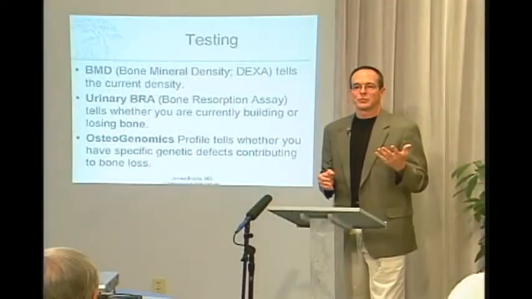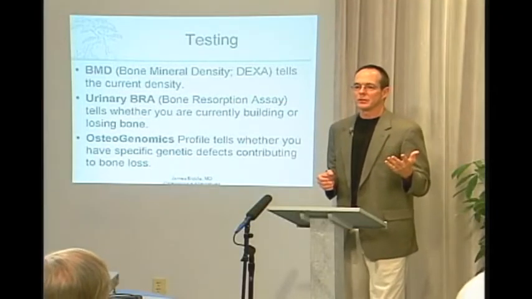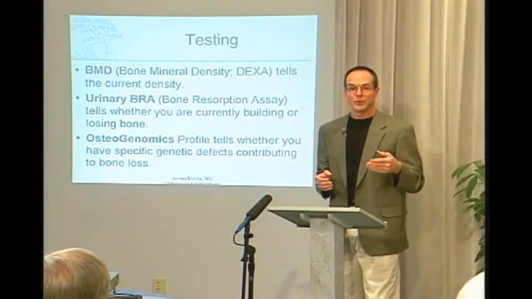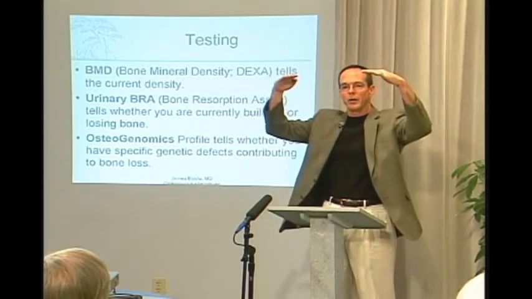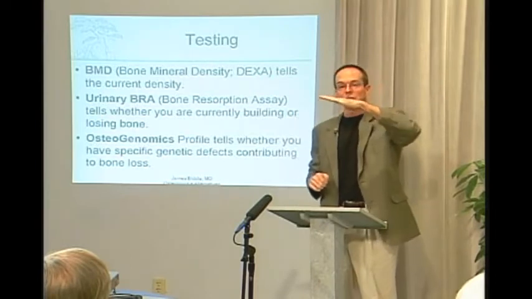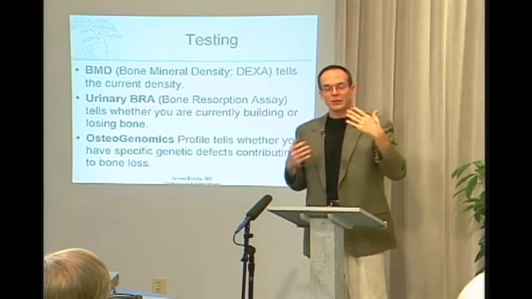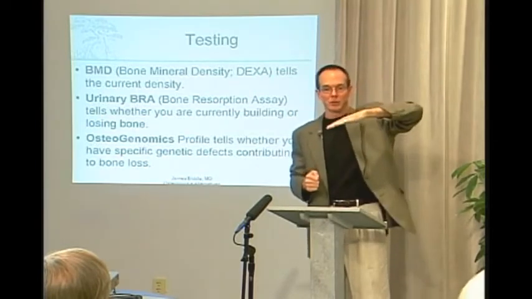There are other ways to also check for risk for osteoporosis, and one of my favorites is the urinary bone resorption assay. The bone resorption assay doesn't tell you where you are, but it tells us where you're headed. It tells you the slope of the curve. With everything you're doing right now, are you building bone or losing bone?